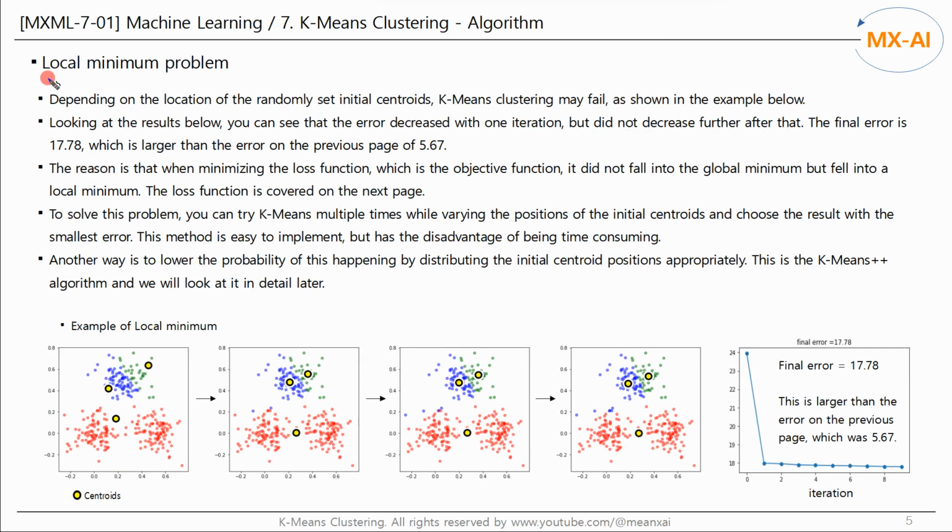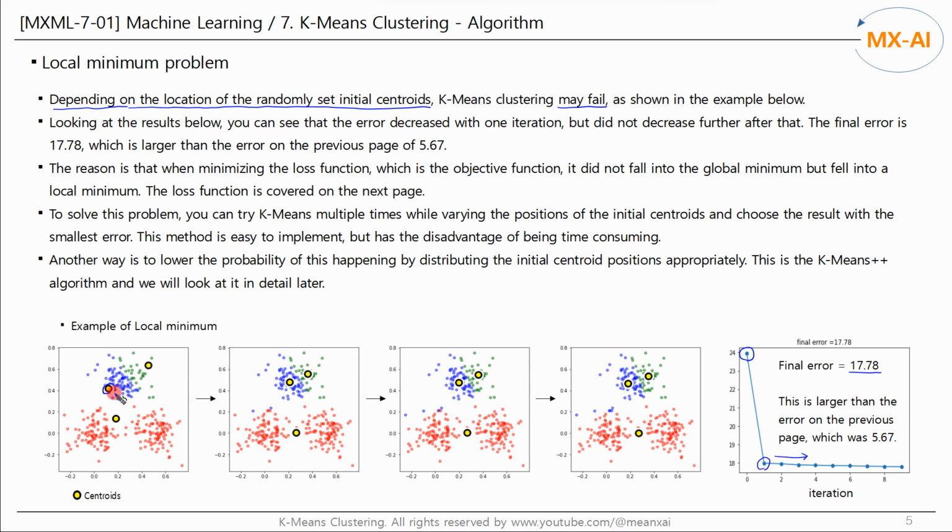Next, let's look at the local minimum problem. Depending on the randomly set initial centroid locations, K-means clustering may fail, as in the example below. Looking at the results below, you can see that the error decreased with one iteration, but did not decrease further after that. The final error is 17.78, which is larger than the error of 5.67 on the previous page.